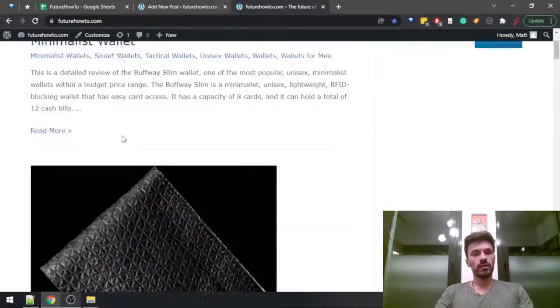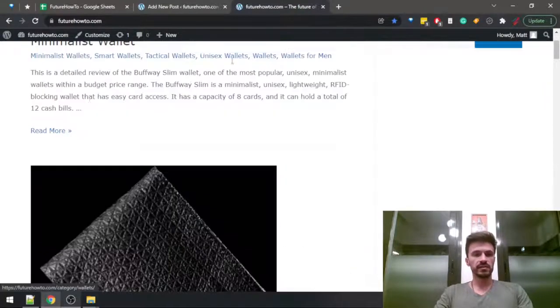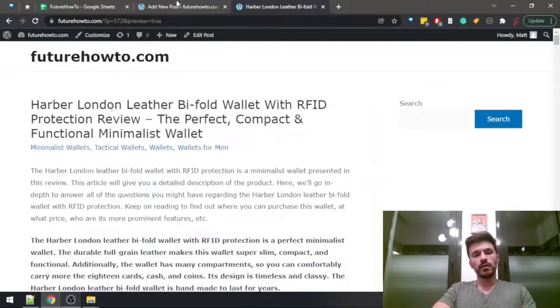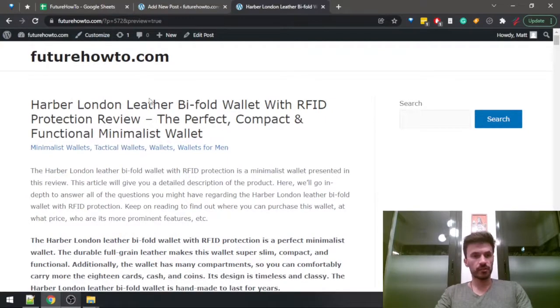Harbor. Oh, this one is actually not published yet. I think I need to edit it first. Okay, so let's see what we can say here.